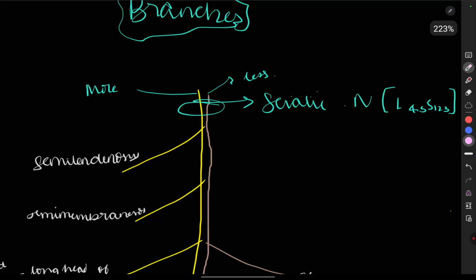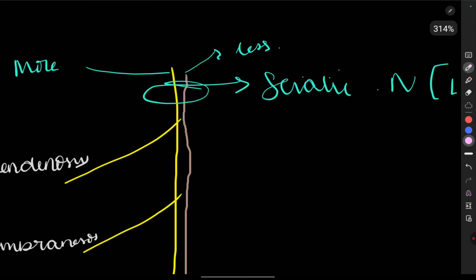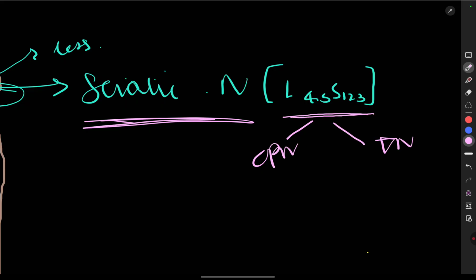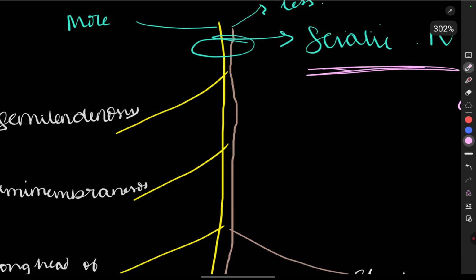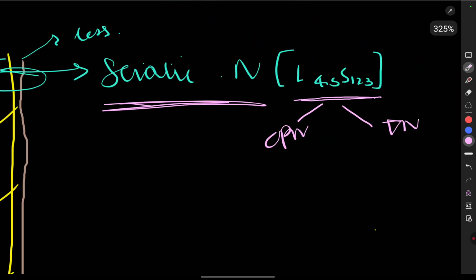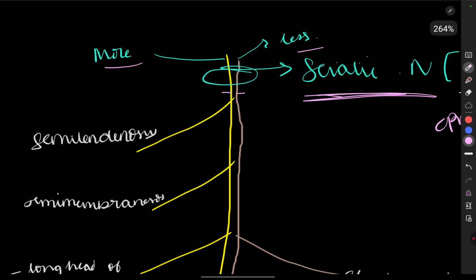Now we are going to see the branches, okay. So see, this is the sciatic nerve, L4, L5, S1, S2, S3. L4, L5, S1, S2 for the common peroneal nerve, L4, L5, S1, S2, S3 for the tibial nerve. Altogether is the sciatic nerve. So see, the more, meaning bigger part, is the tibial nerve, and less is the common peroneal. So this one is the tibial and this one is the common peroneal.